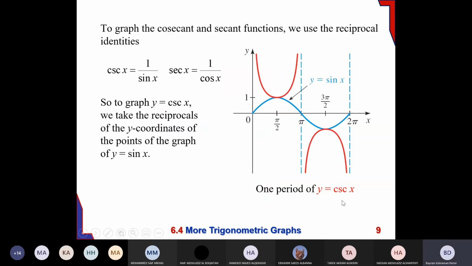Okay, so here is the time for cosecant. Well, it is as simple as the graph of the sine function, because cosecant is 1 over sine. So basically, we start by sketching the sine graph first for one period. It is one period, the 2 pi, as we remember.